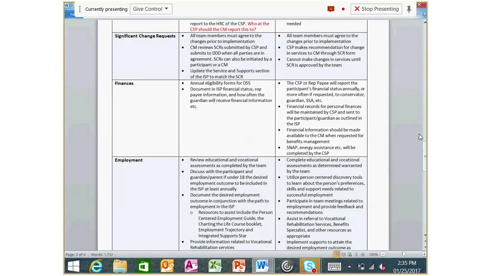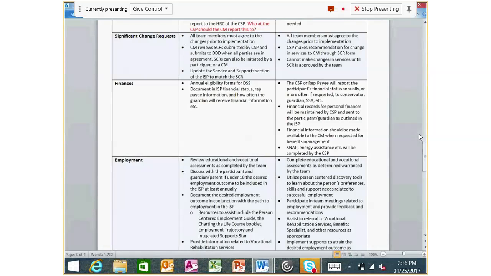Also, just to point out, the change in services should not be made until the SCR is approved by the team and everyone's in agreement. That doesn't mean that the paperwork has to be back from our office, but everyone has to be on board before a change in hours or a residential move, for example, are made.